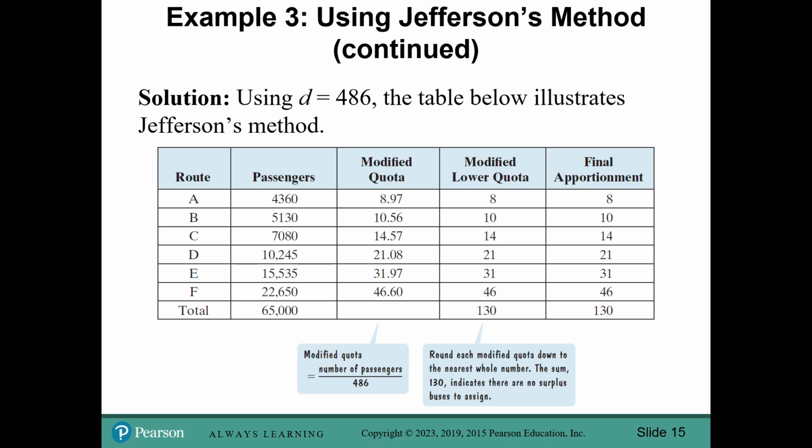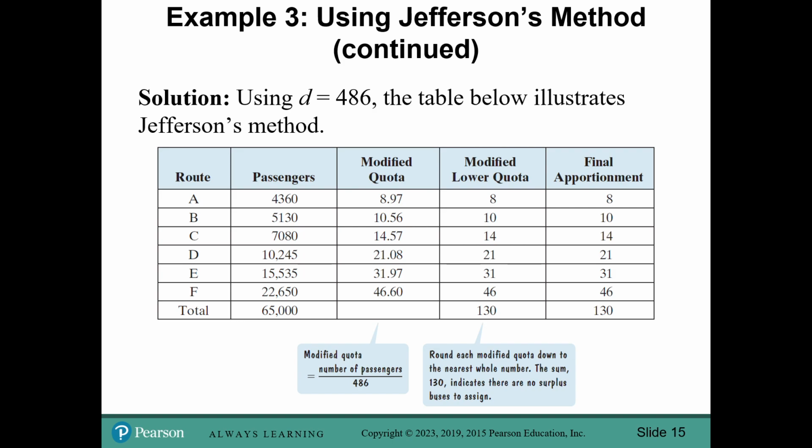Okay, so here's what we've got. We've got 4,360 passengers for route A. Our modified quota here is 8.97. Our modified lower quota is 8, and our final apportionment is 8. Okay. If we go through with B, we have 5,130. Our modified quota is 10.56, and our modified lower quota is 10, which gives a final apportionment of 10.